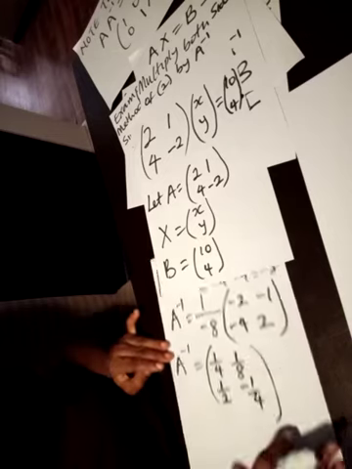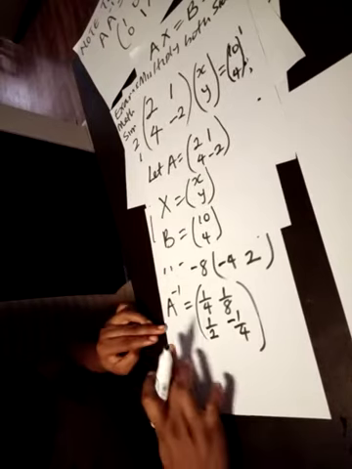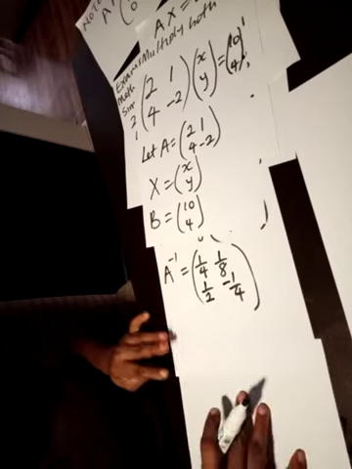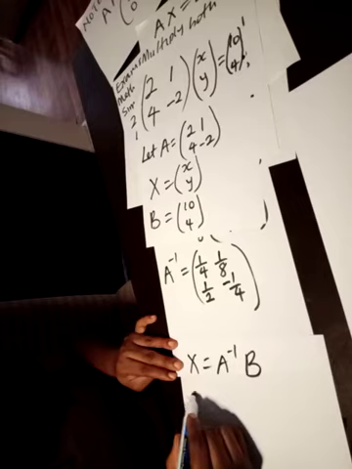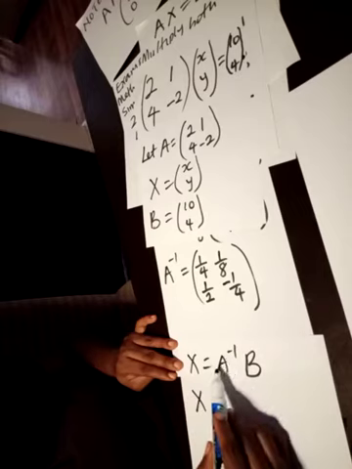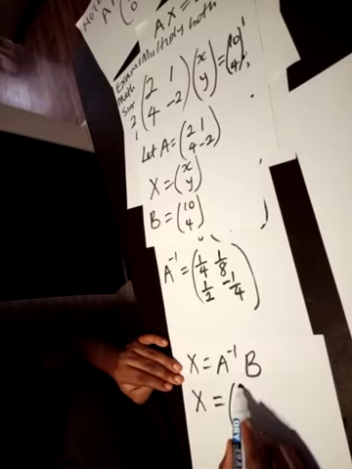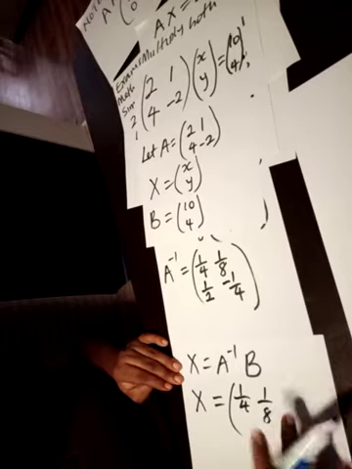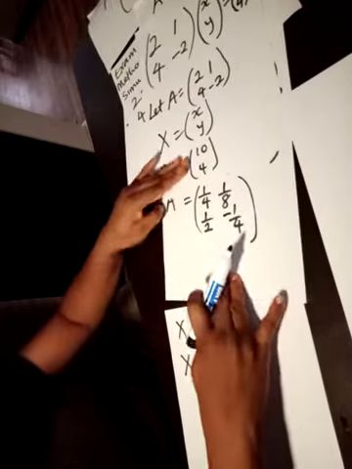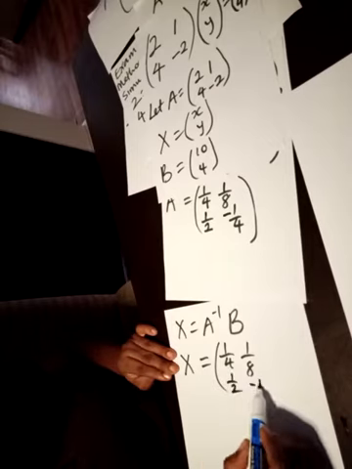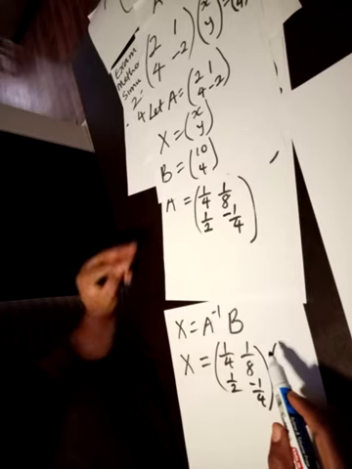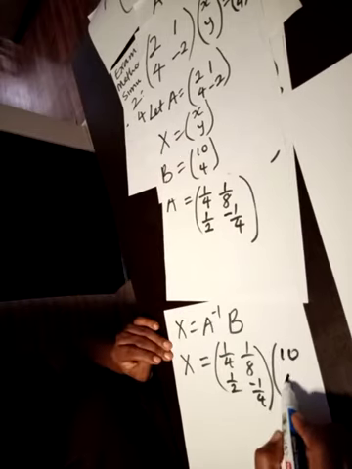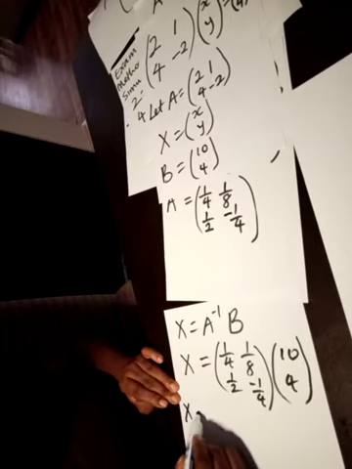So the next thing I'm going to look at is, I know my inverse now. My inverse is this. I'm looking for x equals A inverse B. So what will I do? I will take x equals, what is my A inverse? I'll write what I have. 1 all over 4, 1 all over 8, 1 all over 2, minus 1 all over 4, times, what is my B? Don't forget, my B is 10 and 4.